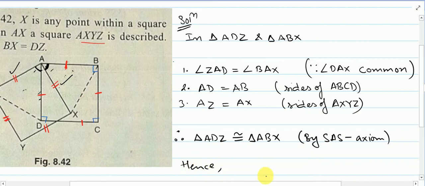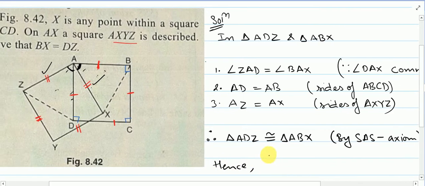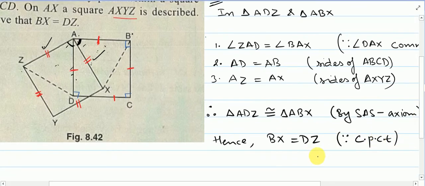Hence, BX is equal to DZ. Here you can see that corresponding to AZ you have AX, corresponding to AD you have AB, therefore corresponding to DZ you will have BX. So the reason is corresponding parts of congruent triangles are equal. So this is proved.